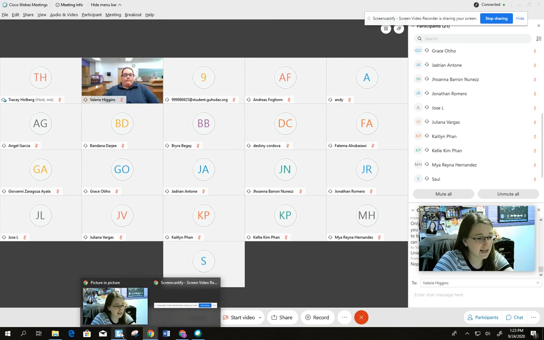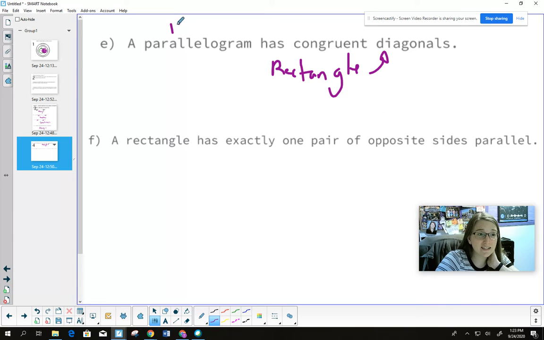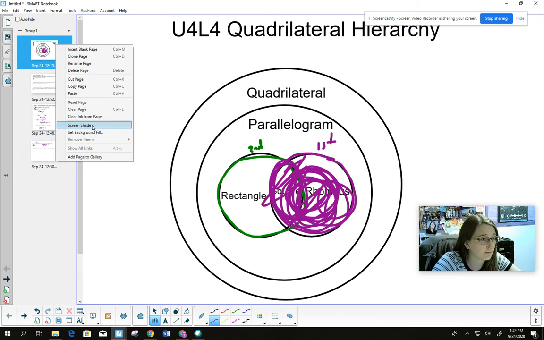So what this is saying is, in a rectangle, we do have congruent diagonals. So this is our first shape. Rectangle is our second shape. That's what this is now. So does a parallelogram have this rectangle property? Always, sometimes, or never? Well, let's look at our picture.